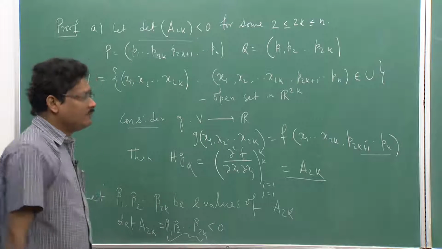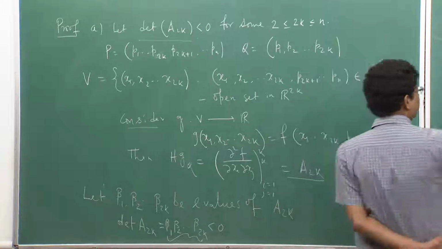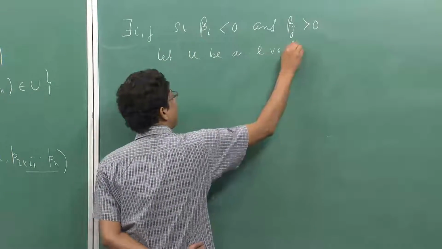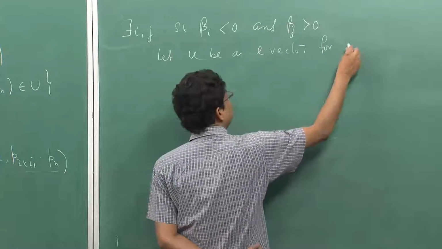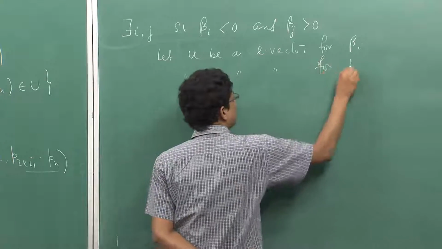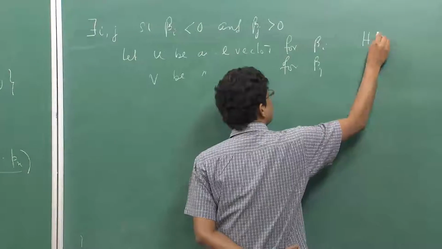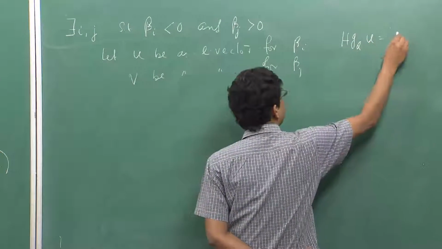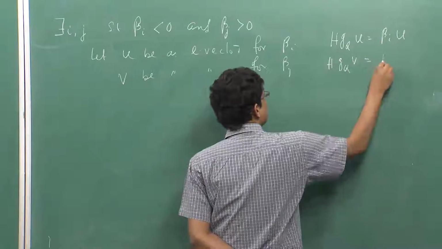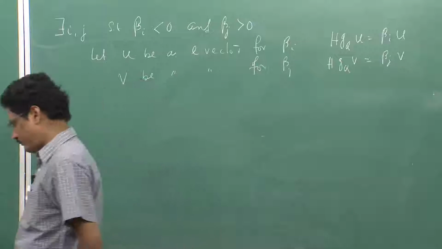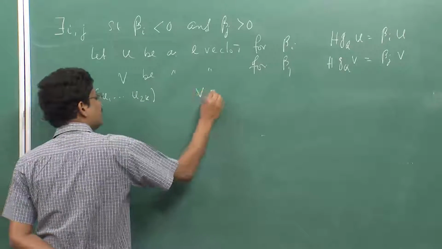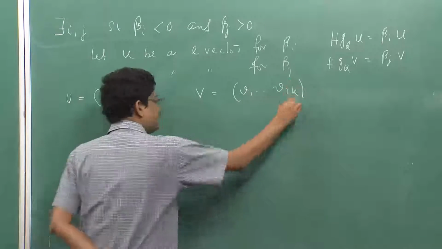Okay. Given an eigenvalue, I can of course talk about a corresponding eigenvector. So, let u be an eigenvector for beta_i and v be an eigenvector for beta_j, that is, H_q u equals beta_i u, and here H_q v is beta_j v. Where are u and v? u is a vector in R^2k, v is a vector in R^2k, right.